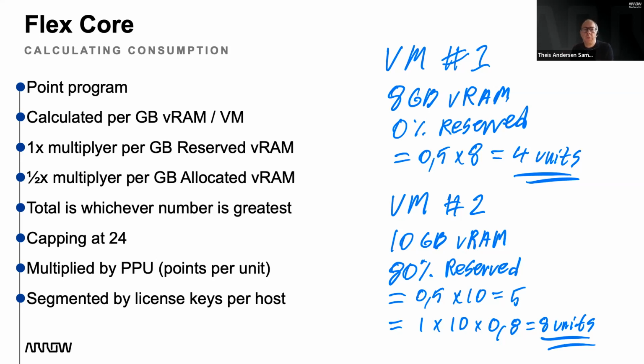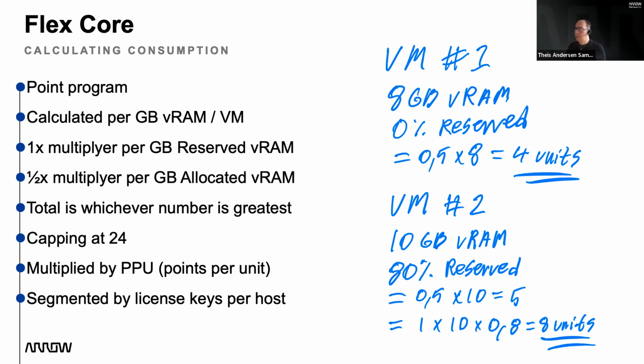For example number 2 here, we have a 10 gig vRAM machine with 80% reserved. So doing 2 calculations on this one. First is just to see which number is greatest. So a half times 10 is 5, and then we have the 80% reserved. So that is a multiplier of 1 times 10 times 0.8, because it's 80%. That results in 8 units. So it's 8 we need to move forward with in the calculation, then multiplying it by 7 for the Flex Core and getting the end result there.